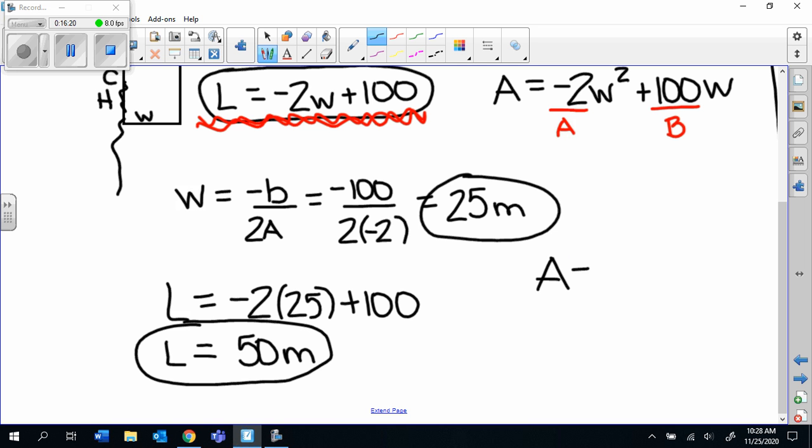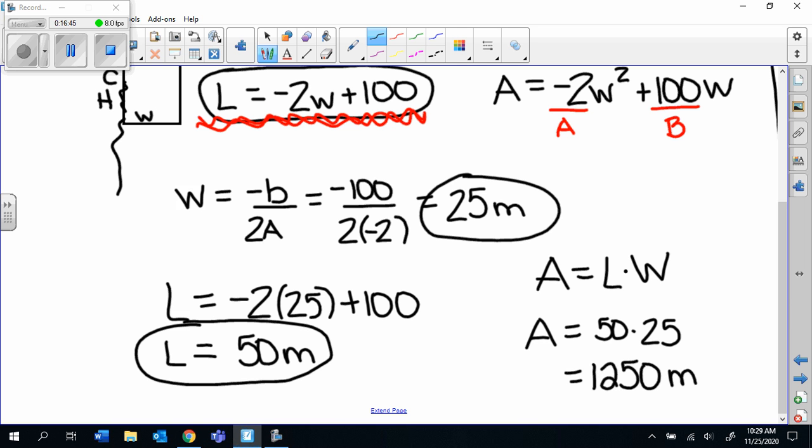So the area being the length times the width. Not every question asks what the actual area would be. It just asks for the dimensions, but just humor me here, because if this did ask and it was this specific problem, just go back and multiply these two things. So 1,250 meters squared.